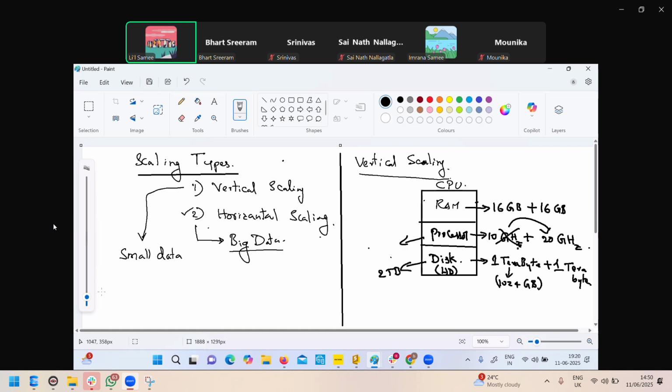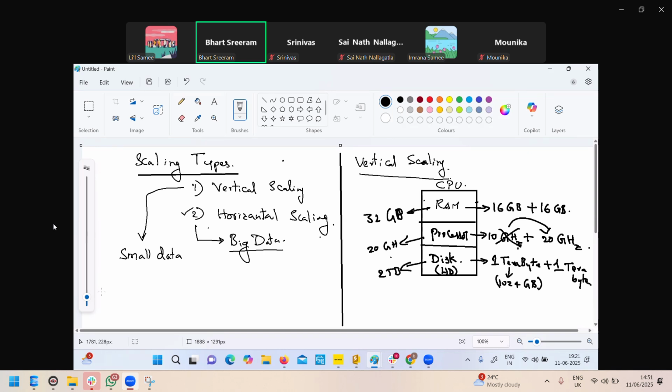What is the processor capacity? 20 gigahertz. What is the RAM capacity? 32 GB. Now capacity increased or not? Now this might be good for the new data loads. Again, after some time, again workload is created, data volume very heavily increased. Again, I need to scale up.